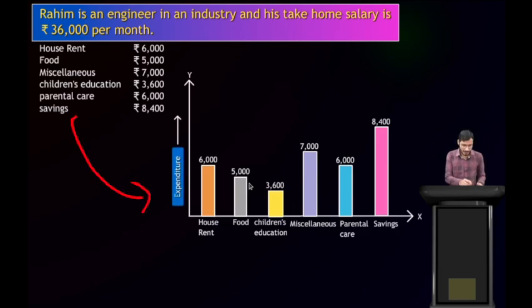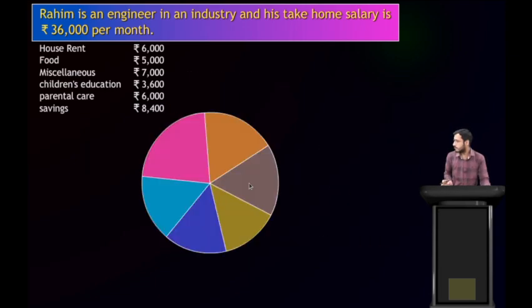We can represent the data in a graph here. On the x-axis, you can see the expenditure names like house rent, food, children's education, miscellaneous, parental care and savings, and on the y-axis the cost of expenditure. We can also represent the data in a circular form like a pie chart.